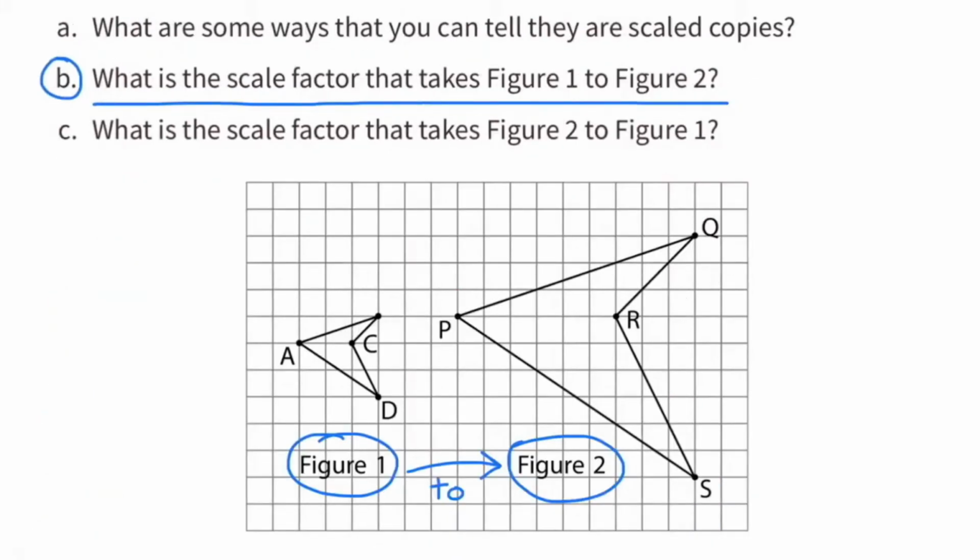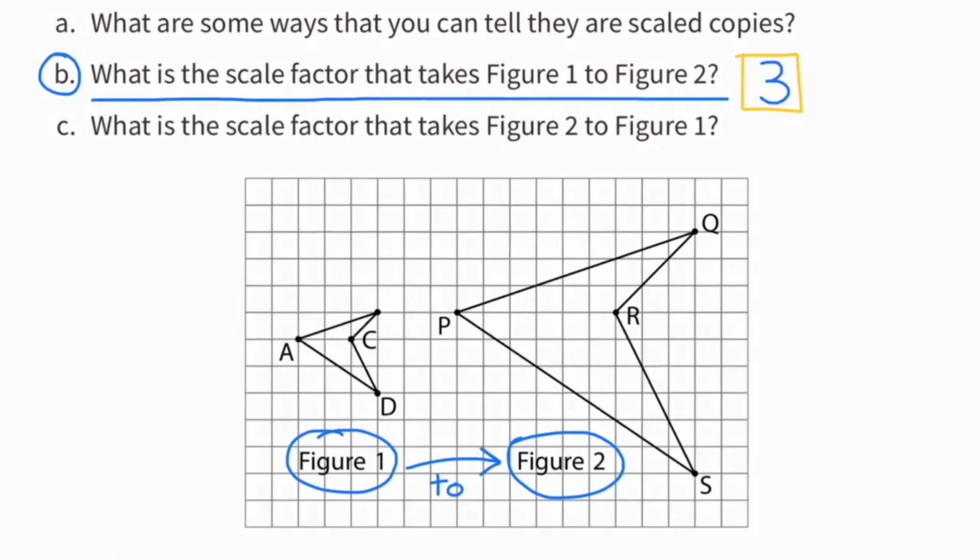B. What is the scale factor that takes figure 1 to figure 2? The scale factor that takes figure 1 to figure 2 is 3, because figure 2 is 3 times larger than figure 1.